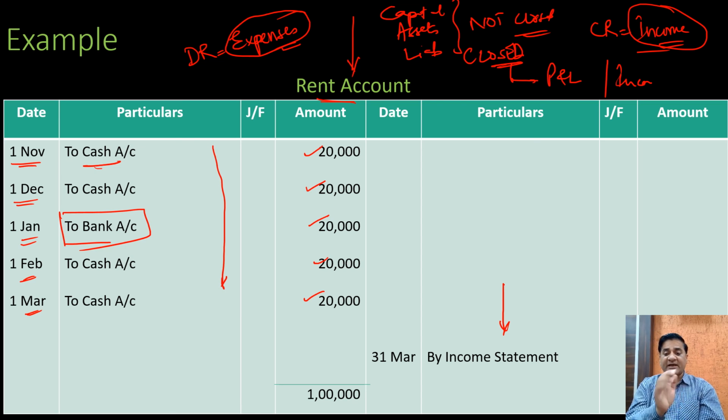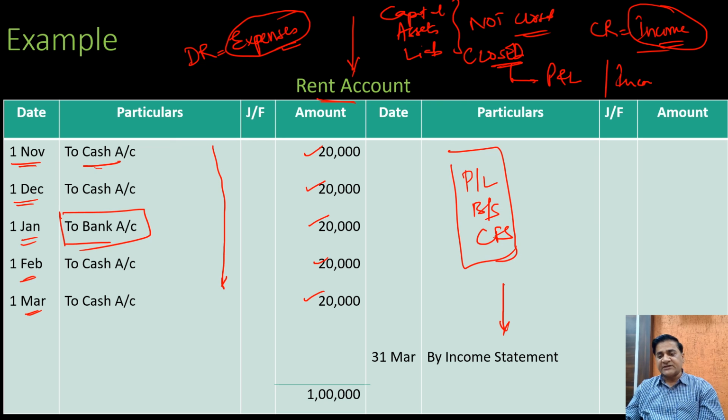But if I have a ledger account, at the end of that ledger account I will find out how much amount has been paid towards rent, and I will transfer this to the income statement, because we have seen ledger is a place from where the amounts, the closing balances, are taken to the financial statements, which are the profit and loss account, the balance sheet, and the cash flow statement. So the amount of a ledger account can directly be taken for preparation of the financial statements.